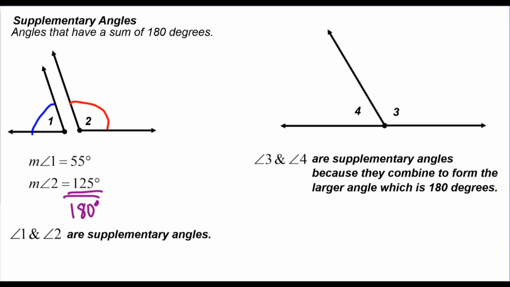And then likewise over here, I see when I combine angle 3 and angle 4 together, here's angle 4, here's angle 3, I get a straight line. And a straight line is 180 degrees. So I know when I combine angle 3 and angle 4, I'm going to get a straight line. So these are supplementary angles because their sum will be 180 degrees. So those are the 4 types of angle relationships that we were going to talk about in this lesson.